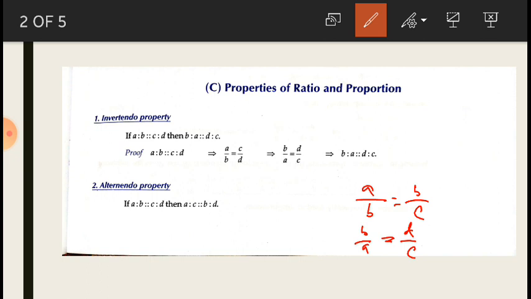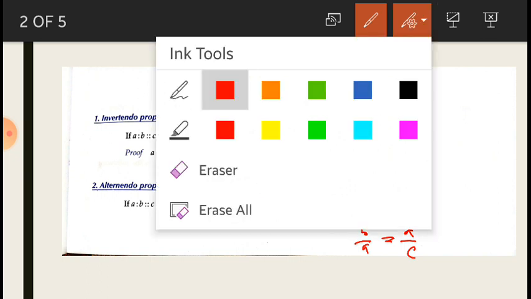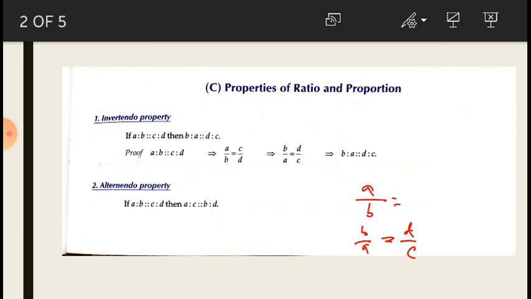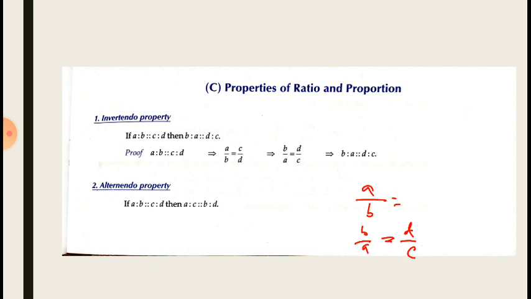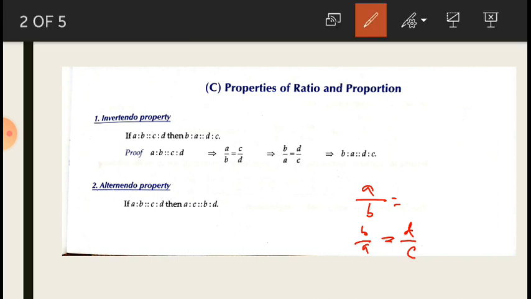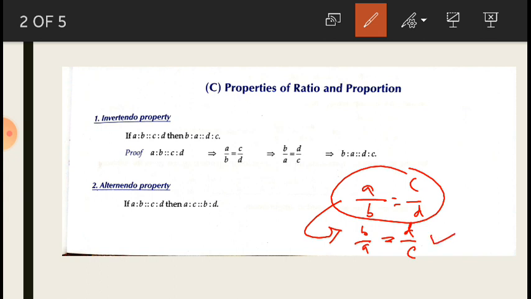This is not b divided by c; this is actually c divided by d. If this happens, this implies b by a equals d by c. You can see that if you take the inverse of both terms, then you will easily get this. That is the proof here.